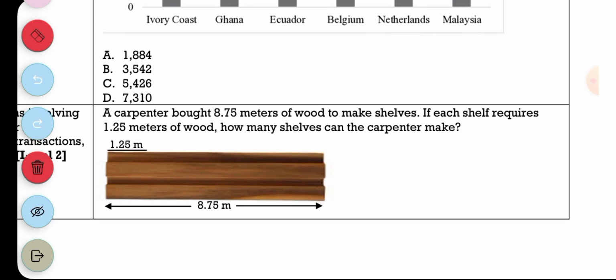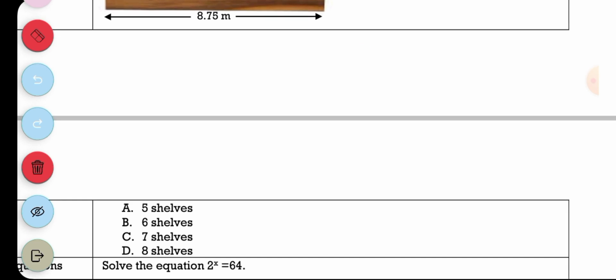The next one, that's question 11. A carpenter bought 8.75 meters of wood to make shelves. If each shelf requires 1.25 meters of wood, how many shelves can the carpenter make? So we are going to share or divide into equal parts. It has to do with division. So 8.75 divided by 1.25. If you do your calculation right, you're going to end up with 7 shelves. That's C.